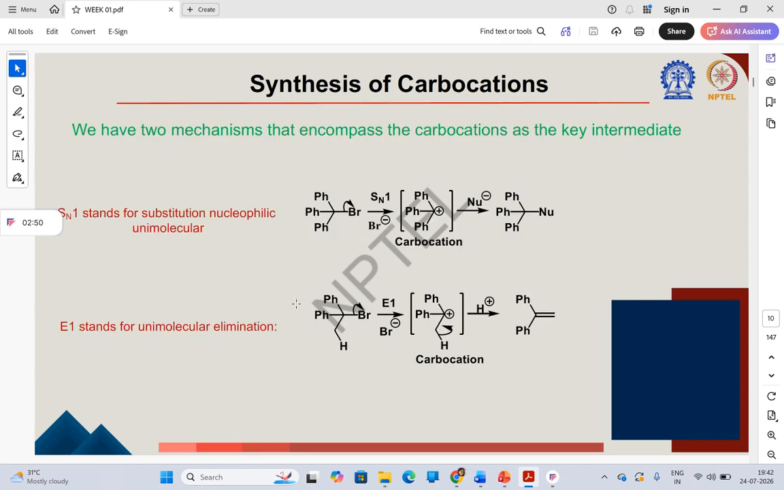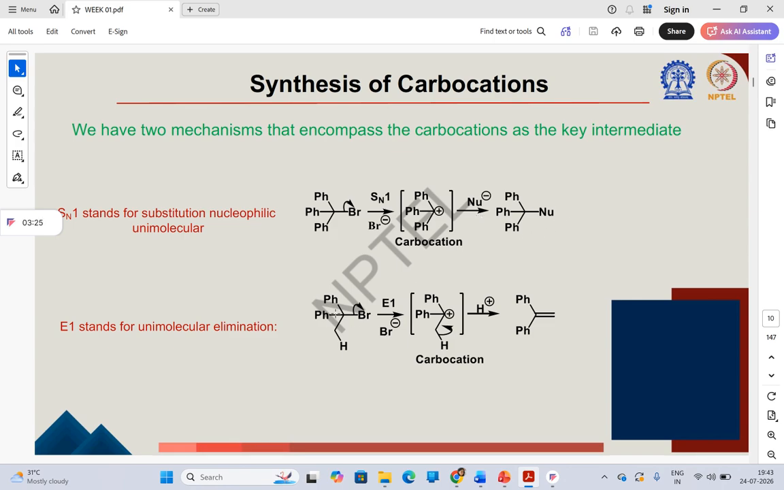SN1 stands for substitution nucleophilic unimolecular, and E1 stands for unimolecular elimination. In this case, you can see these three phenyl rings are bulky groups. First carbocation formation will take place because the reaction will go via SN1. It cannot go via SN2 because of this tertiary carbon. It will become a tertiary carbocation, which is the most stable carbocation because it is benzylic and also tertiary. Then nucleophilic attack will give the corresponding product.